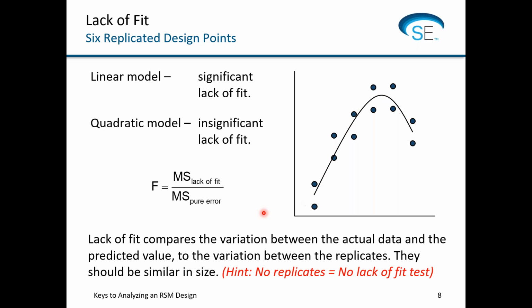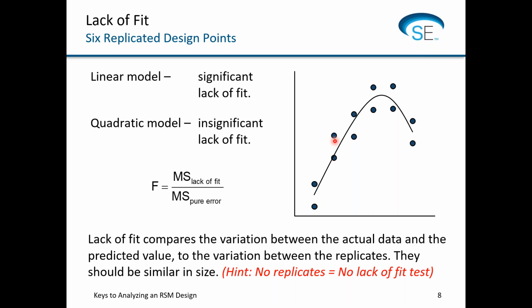Now, the test that's performed compares the variation between the actual data and the predicted value. Okay, so thinking about that, this is the numerator. It's comparing the difference between the actual data points, so you have 2 data points here, and the prediction. The prediction is where the line is. So you compare that variation, and here we have these 2 points.